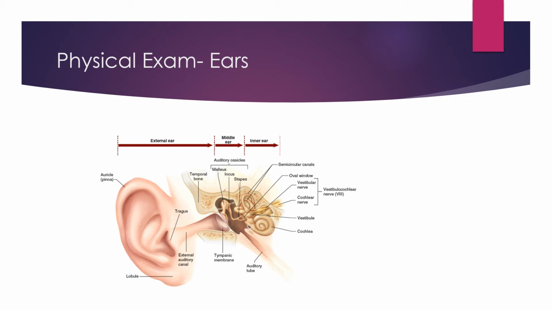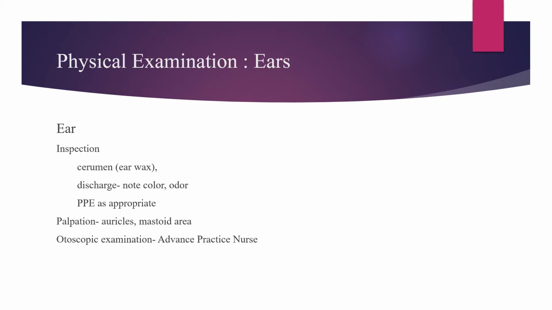When you use the otoscope and you visualize into the internal part of the ear, you will be able to visualize the malleus and the stapes of the ear itself in that middle portion. You're going to inspect the ear for any excessive earwax or cerumen, discharge, and if you note it, you want to make sure you document the color and the odor. Of course, you want to use PPE while you're doing so as appropriate. You can palpate the auricles in the mastoid area and detect if there's any tenderness in that mastoid area. And an advanced practice nurse, of course, would perform the otoscope examination.